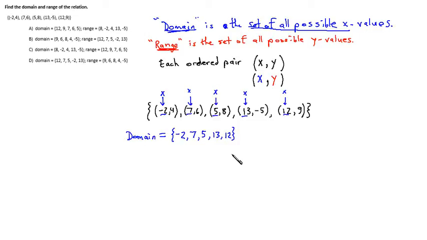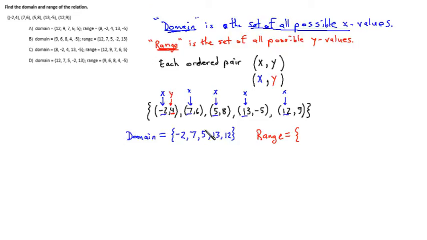Now we're going to come back, and of course we're going to do the same to answer the question. They wanted the domain and the range for this relation. So we're going to come in and say the range is a set of all the y values in each of the ordered pairs. So what's the first y value we see?